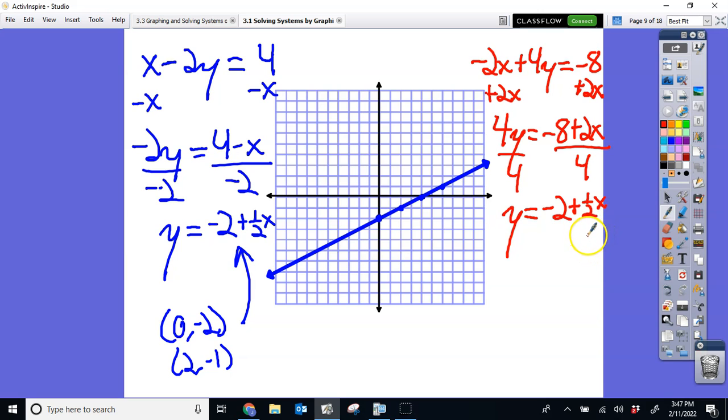Now some of you are going, Mr. Harrison, I still don't get it. What are you getting at? Notice it begins at negative 2 and moves up 1 over 2. Holy cow, it's the same line, Mr. Harrison. Yeah, I know. It's awesome, isn't it? Isn't math great?